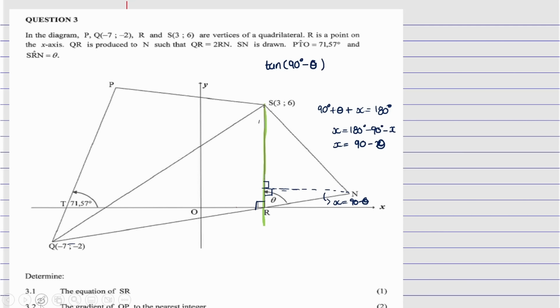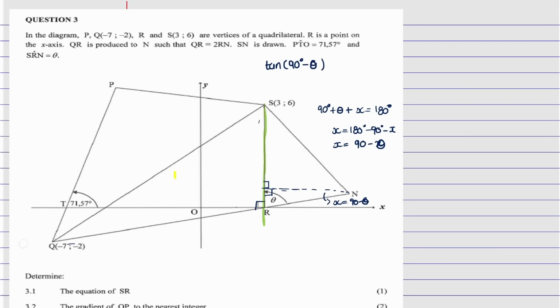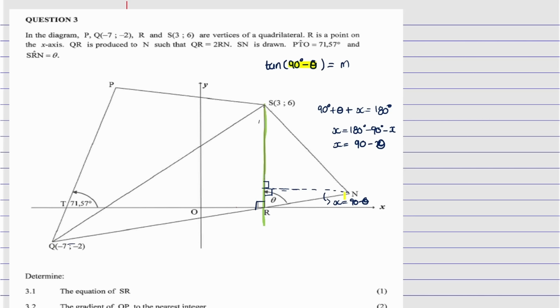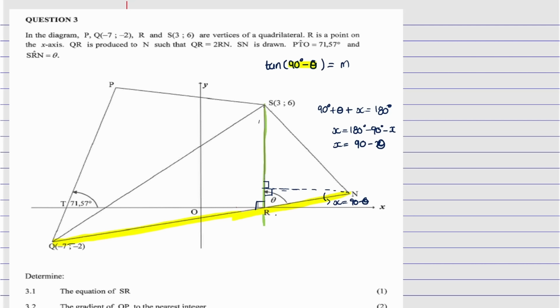What do we see? We see that this angle is the same as the angle of inclination. And what do we know about the angle of inclination? It's related to the gradient of that line. So this angle here is related to which line? It's related to this line. Do you see that this angle is on this line? So this is on the line QR, or you can say QN.